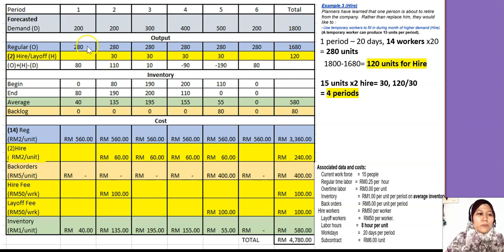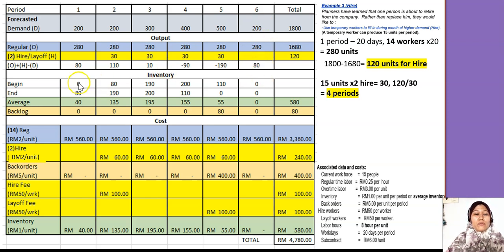Okay, now we do the difference. So 280 minus 200, we get 80. Okay, 280 plus 30, we get 310. Minus 200, you got 110. And then this one also, you have 310 minus 300, you got 10. And for this one, 310 minus 400, you start to get negative 90. And this one also, 310 minus 500, you get negative 190. And this one, 280 minus 200, you got 80.